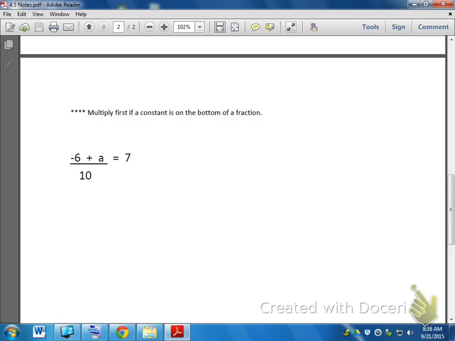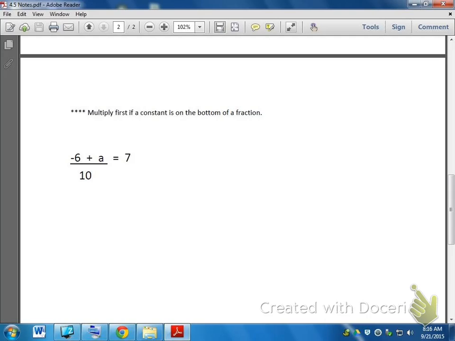Notice how this whole side is a division problem. Do you see that? That's a little different than just having this, and this. They are two different things. Do you see how over here, the negative 6 plus a, the whole thing's divided by 10, but over here, just the a is divided by 10. This one over here on the right, you'd follow the steps that we just did. But what we're doing here is a little different.